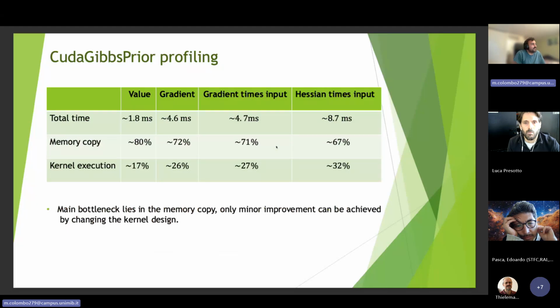And this is a profiling of the whole CUDA Gibbs prior with some of the methods. It's missing some of them, but the take-home message is always the same: the main bottleneck of these methods is the memory copy. From now on, only minor improvements can be achieved by changing the kernel design. If you want to know where those 30, 27, and 26% are spent in the kernel execution, they are mostly spent in memory access, because the prior's memory access is not contiguous, so we need to access the neighborhood. This is why that is the kernel's main bottleneck. It's not about the computation. This is what I wanted to say.